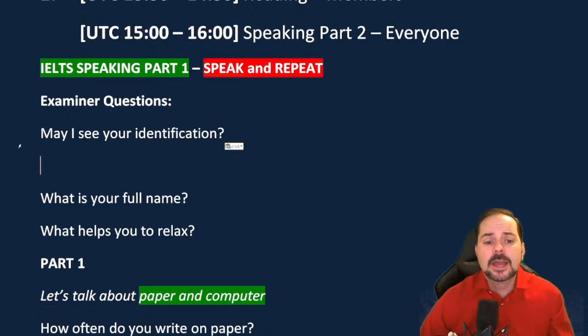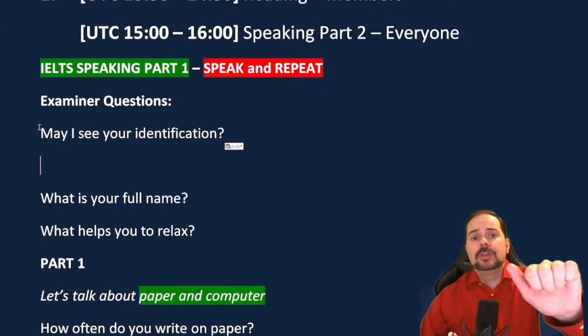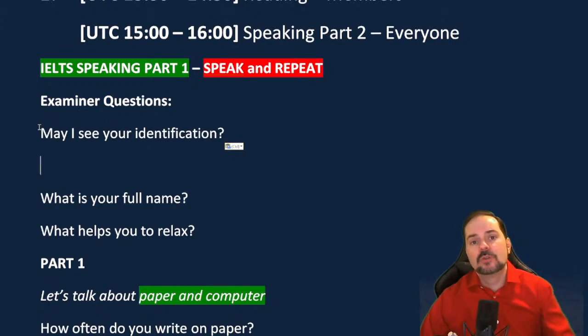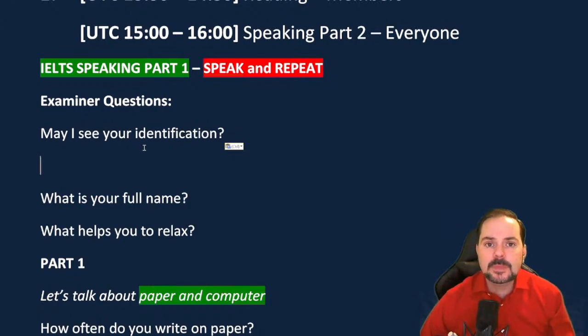Okay. And here they want you to show the identification. Before COVID, they used to take it and look at it, but now because of COVID, they just want you to show it and hold it. And then they'll match it with their registration papers just to make sure that you are the correct person sitting the exam. So give me a nice full sentence, okay?